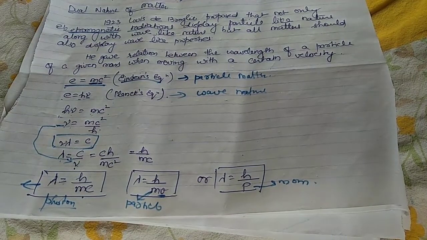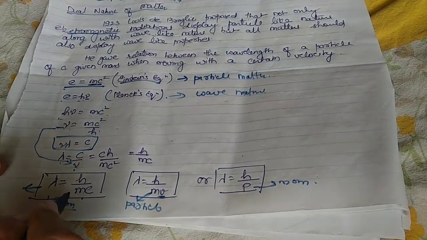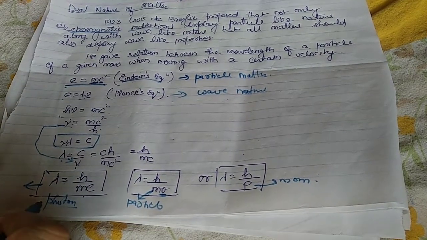This is the wavelength of a particle of mass m moving with a velocity v. h is Planck's constant. This is for a photon. Remember this, student, that the rest mass of a photon is 0.